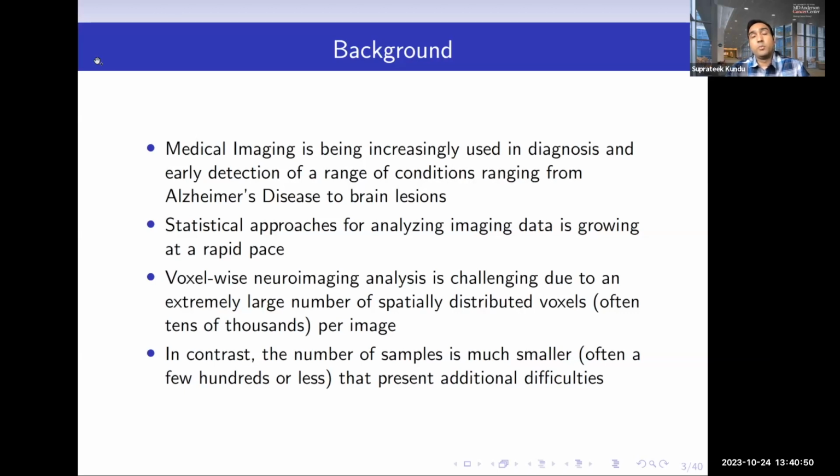Barring a few of these recent consortiums like UK Biobank or ABCD, those very specialized studies, most imaging studies can only afford, in terms of time or money or funding, maybe a few hundred subjects at the most, even to this date. And so this is really a large P and small n problem that we're grappling with.